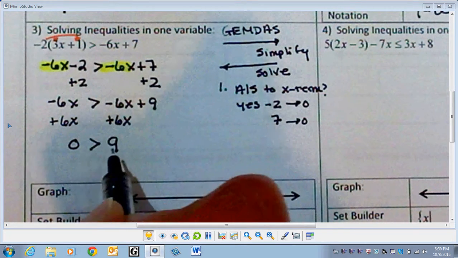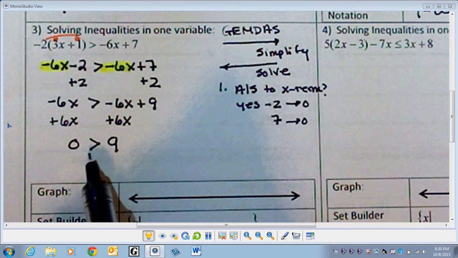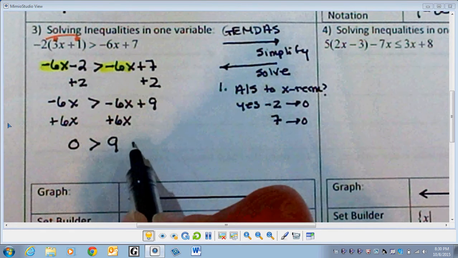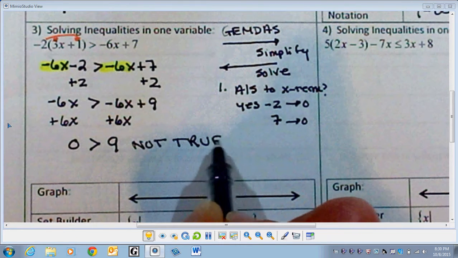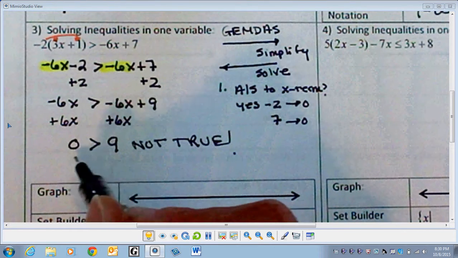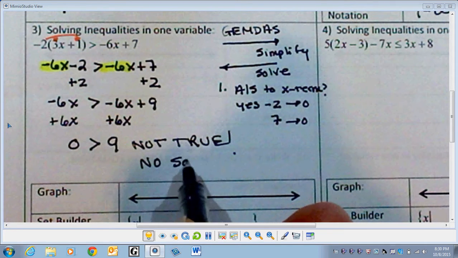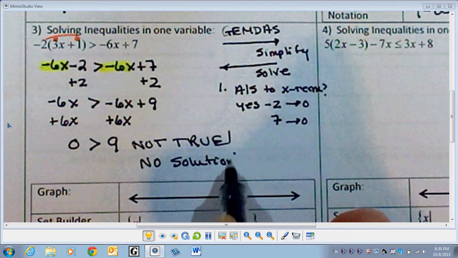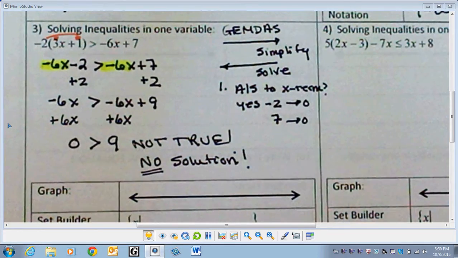So this is weird, my x's disappeared. So what does this mean? Is 0 greater than 9? This is so not true. Okay? This is not true. So since we get a not true statement, that's equivalent to no solution. Okay? No solution. So what does that mean?